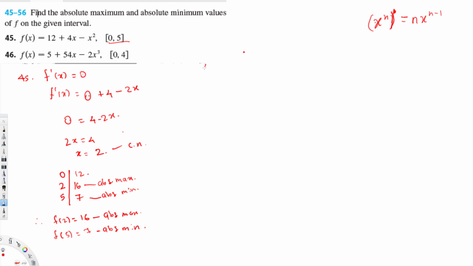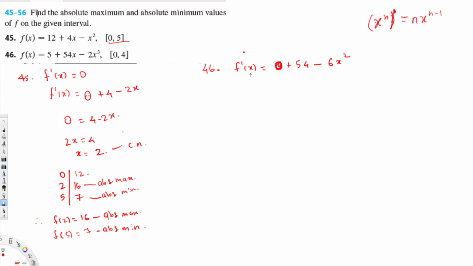Now let's move to question 46. Same thing, same approach. To find the absolute maximum and minimum, the first thing we have to do is find the critical number. To find the critical number, I have to set the derivative of f of x equal to 0, then find the x value from that. So let's do that. f prime x is going to be what? I'm using the same format to find the derivatives. The constant 5 becomes 0, so it's 0 plus 54 minus 6x squared.